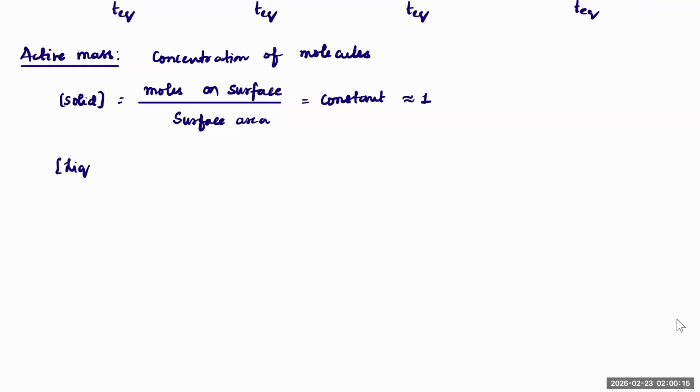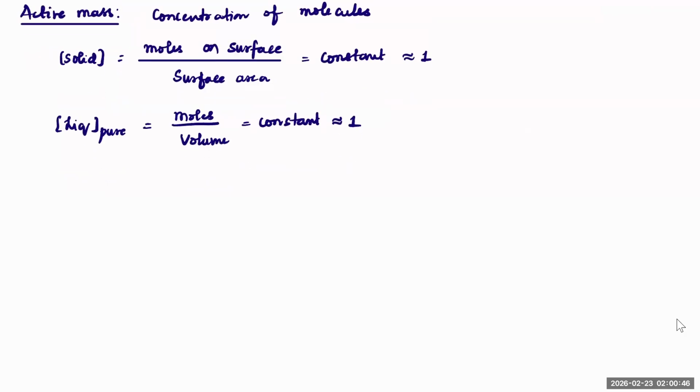Similarly, if you have pure liquids, where there is no other impurity or no other solute added, then you will simply check how many moles are present over the volume, correct? And this will also remain constant, and we assume that to be equal to 1. So we say the activity, or active mass, of solids and pure liquids is always 1. And then if it is a gas, then also we will check this as moles by volume only.